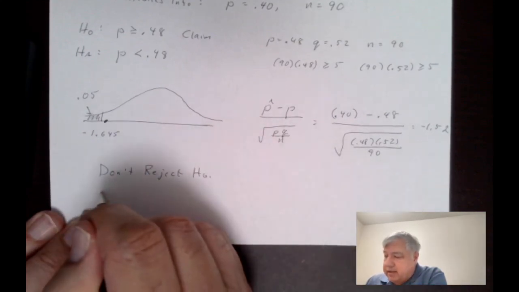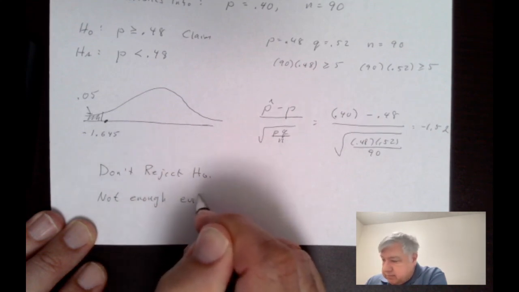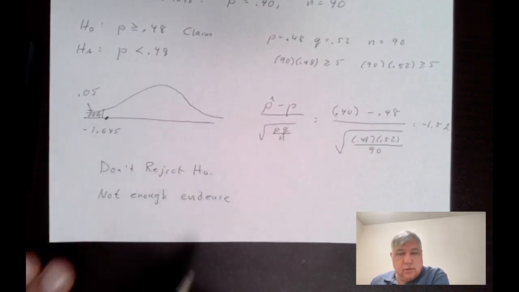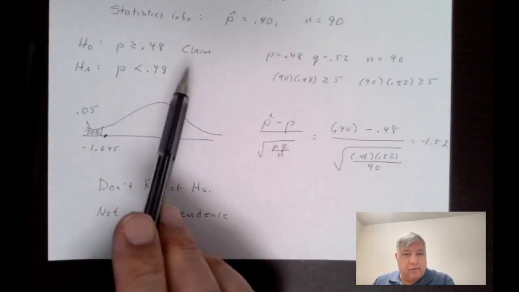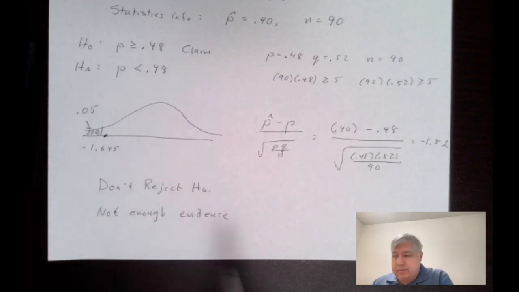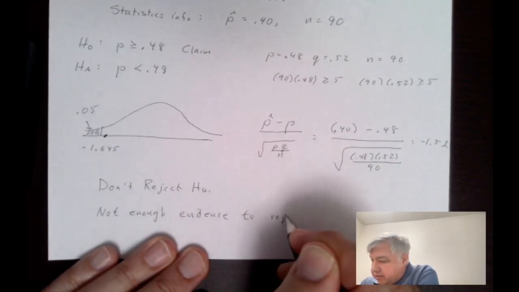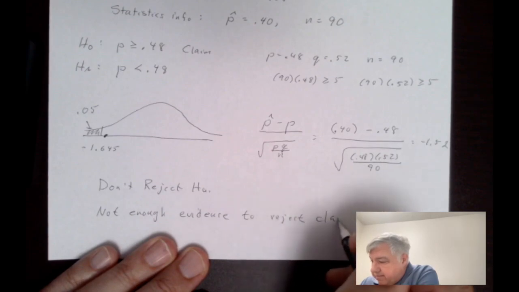And there's not enough evidence. What are we trying to do? To reject the claim, right? H0 is the claim, so there's not enough evidence to reject the claim.